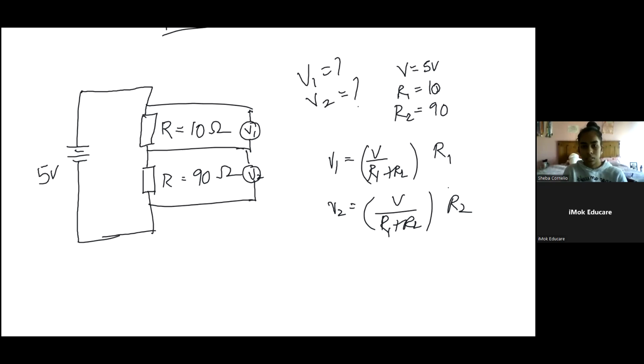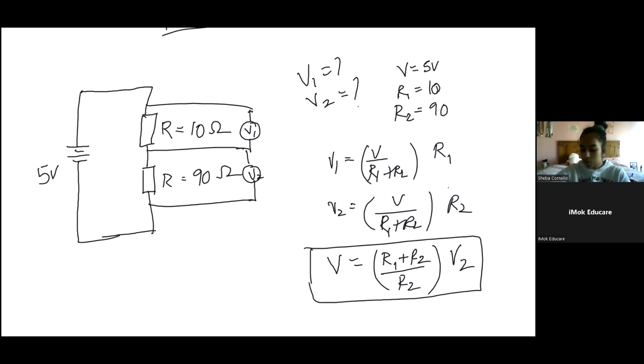If I go the reverse way, we can also make a formula: V is equal to R1 plus R2, the whole divided by R2, into V1 or V2. This is also a formula, but this would be used when one of the voltages is given and we want to find out the voltage of the battery. So let's go to the next such question.